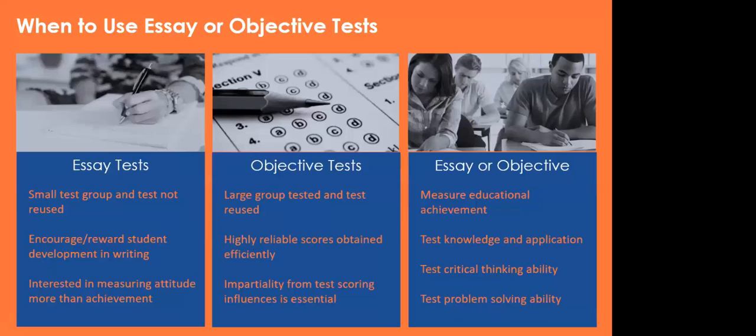The objective tests are appropriate, and besides, there's going to be more debate in these other two columns, I am sure. So objective tests are appropriate when the group to be tested is large and the test may be reused. Highly reliable scores must be obtained as efficiently as possible. Impartiality of evaluation, fairness, and freedom from possible test scoring influencers are essential. Boy, you either got it right. It's either A or B. And that last one, the impartiality, doesn't happen if you have that golden rubric. So to me, that one is out of there.